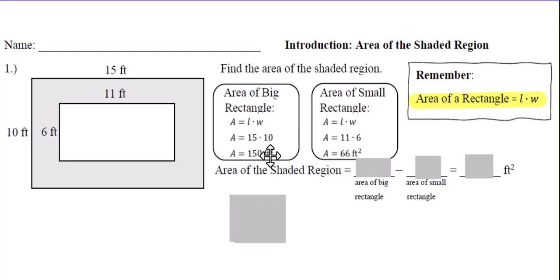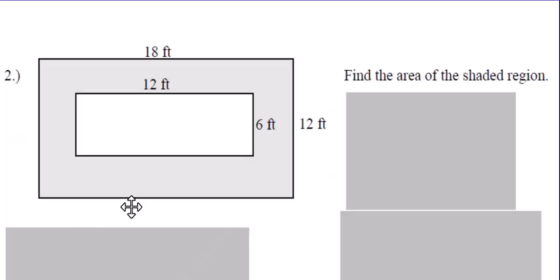Now, to find the area of the shaded region, let's take the area of the big rectangle, which was 150, minus, we've got to take away the part that's not shaded, the area of the smaller rectangle, which is 66, and that gets us the area of the shaded region, which is 84 feet squared. So again, we take the area of the whole shape minus the area of the part that's not shaded to get our solution. Let's take a look at number 2.